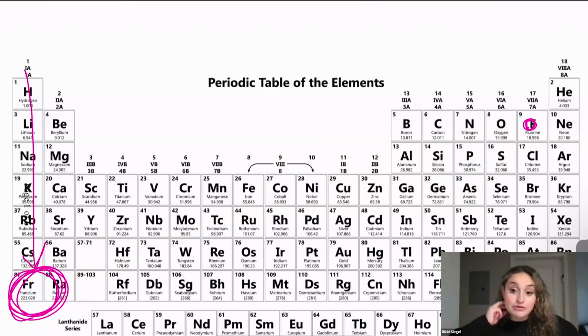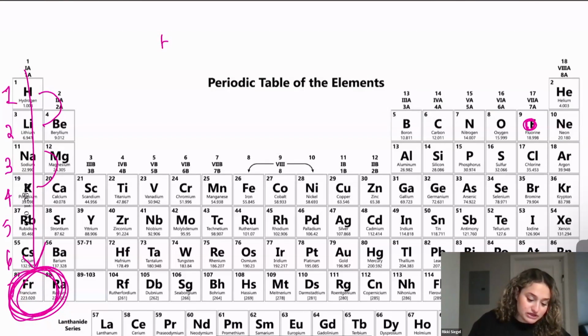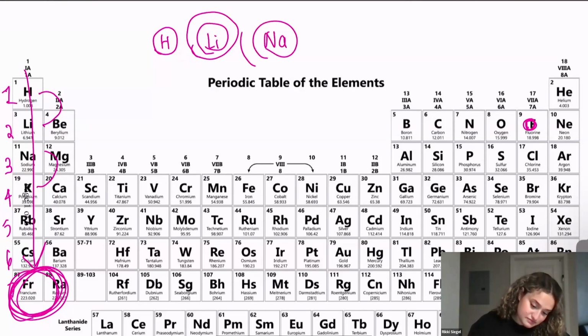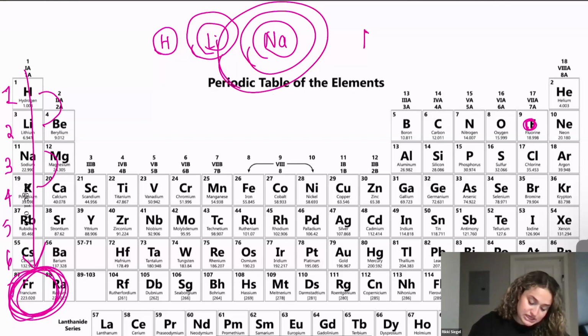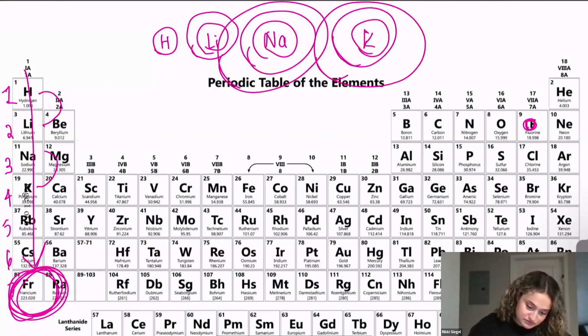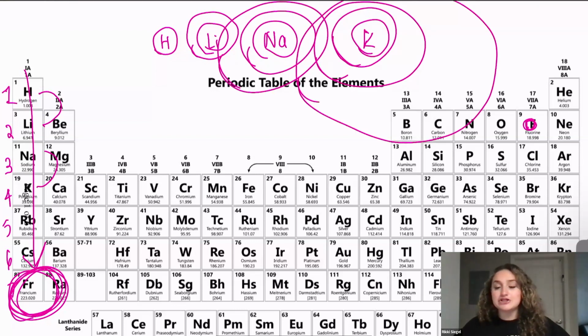If we want to get more in depth, we can talk about how each row is another energy level or another shell of electrons added. So because hydrogen's in the first row, hydrogen will only have one shell, lithium will have two, sodium will have three, potassium will have four. Okay, exaggerated, but you can see that as you go down, it gets exponentially bigger.